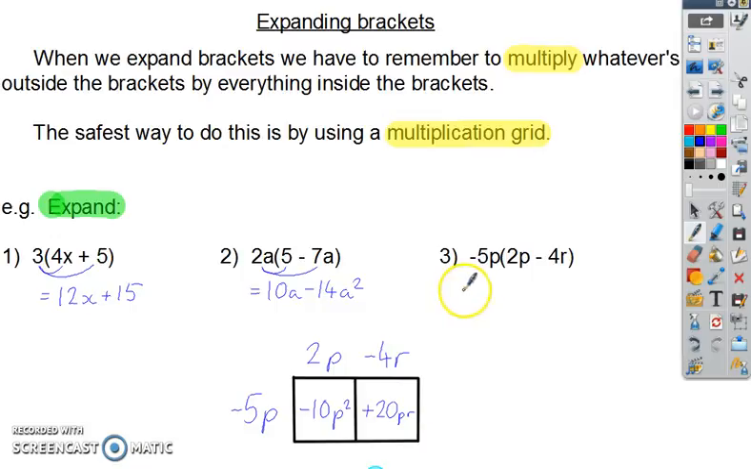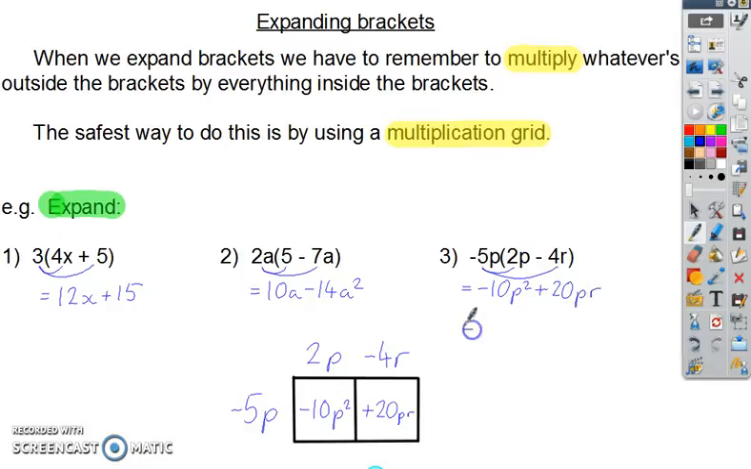Now then, I can go to my original brackets. Minus 5 times 2p is minus 10p squared. Sorry, I forgot that p there. We've got a p times a p, that's p squared. And minus 5p times minus 4r is plus 20pr.